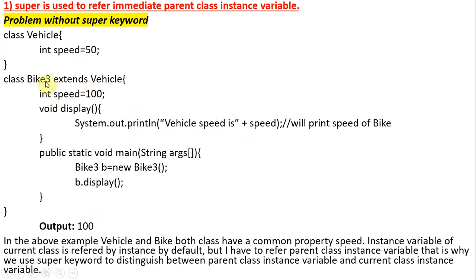Even though we extend the vehicle, the system is taking the instance variable which is already in the subclass. Because of the same names for the instance variables in the superclass and the subclass, when we call the variable, we get the value of the subclass variable. But actually I want the superclass variable. How is it possible? That is possible with the super keyword.